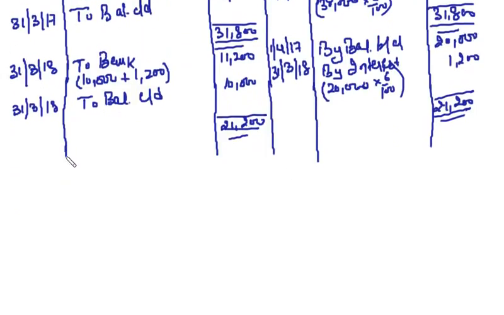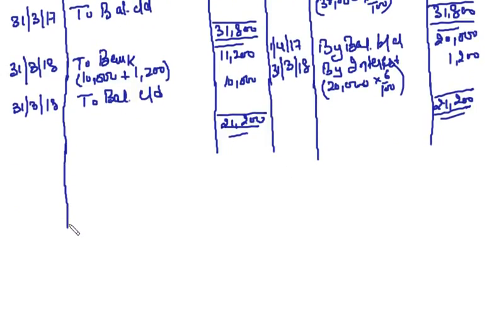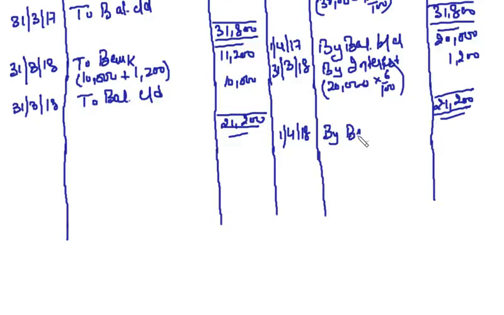Now, how many installments have you paid? You have paid 2 installments, right? 2 years have gone and you have paid 2 installments. Now, next year, you have some balance. You will say, by balance brought down. What is the balance? 10,000. Now, come to the year end. 1 year has gone by. 31st of March 2019. Now what will happen?